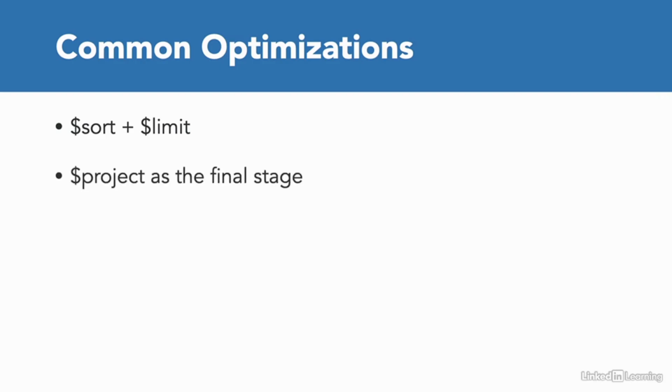The second one is to use $project as the final stage. Contrary to what you may hear somewhere else or read, it is not better to project early in your pipeline. You will often hear that projecting away fields you don't need as early as possible will make your pipelines perform better, but this is an anti-pattern that may result in the database not being able to use indexes. If it is possible to project away fields earlier, the optimizer will do that for you. So just put the $project stage as the final stage.